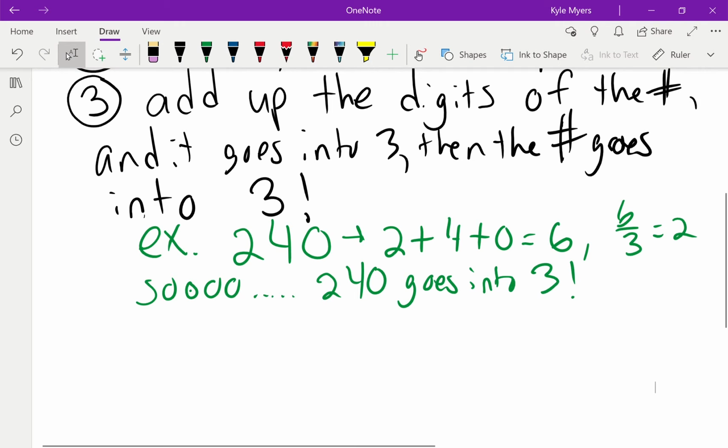But even if you don't have a calculator, it's super useful, because otherwise you could just take out your calculator and be like, oh, does it divide by 2? Oh no, I got a decimal. Does it divide by 3? Oh, I got a decimal again. You could just do that.